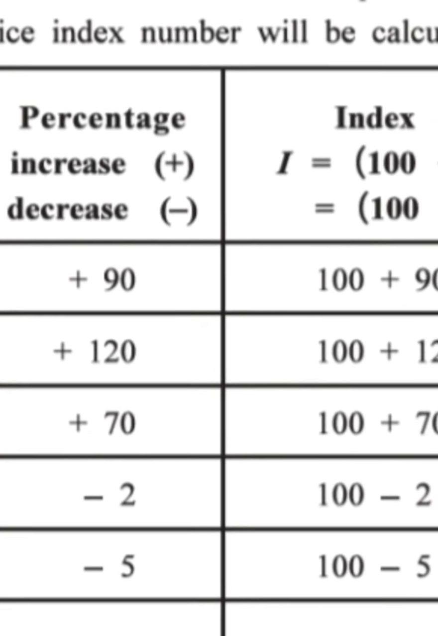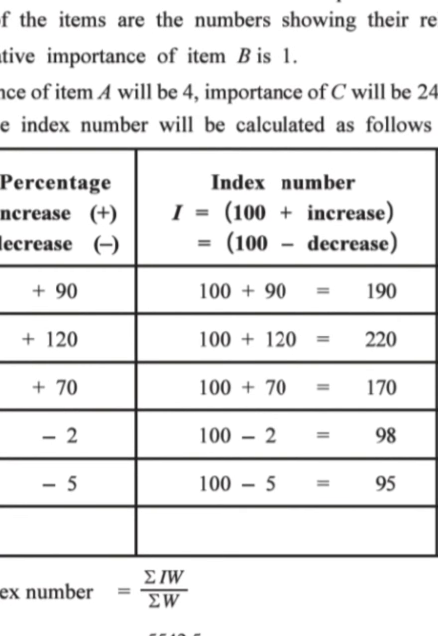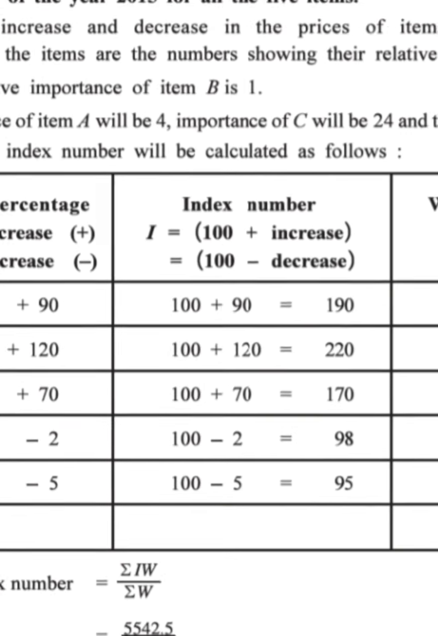So however we are going to find out I, we add 90 to 100. For item A, 100 plus 90 will give you 190. For item B it had increased by 120 percent, and that's why 100 plus 120 will give you 220. That is how we find the index number for all the items separately. For item C it would be 100 plus 70, giving you 170.